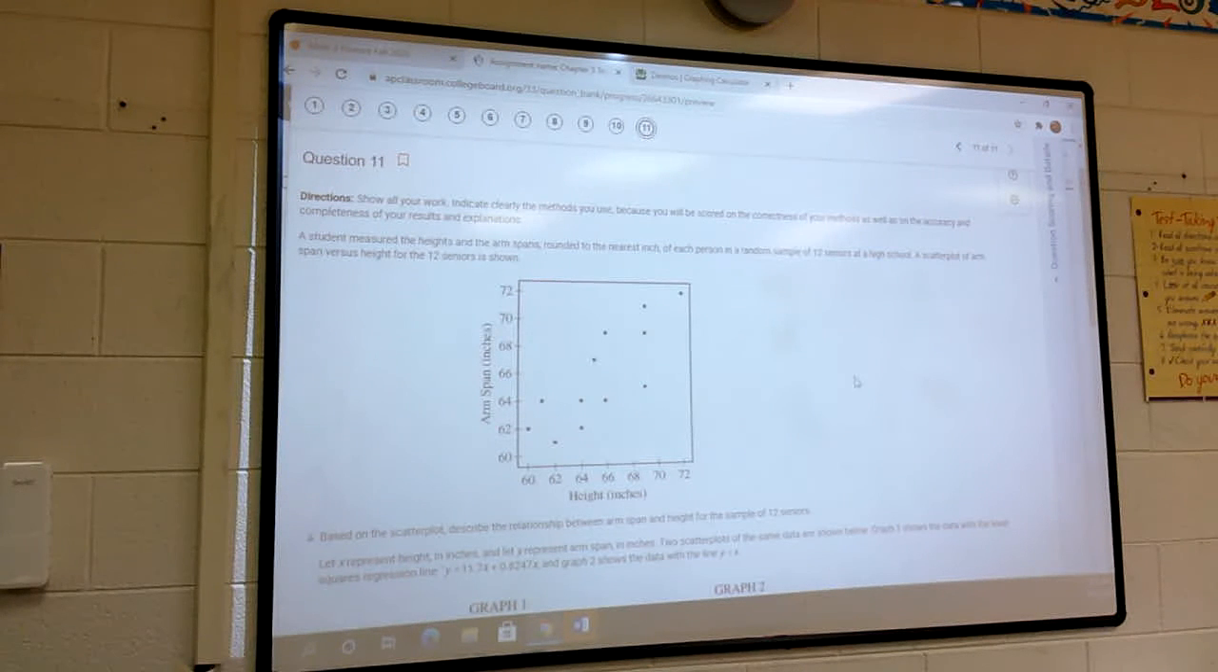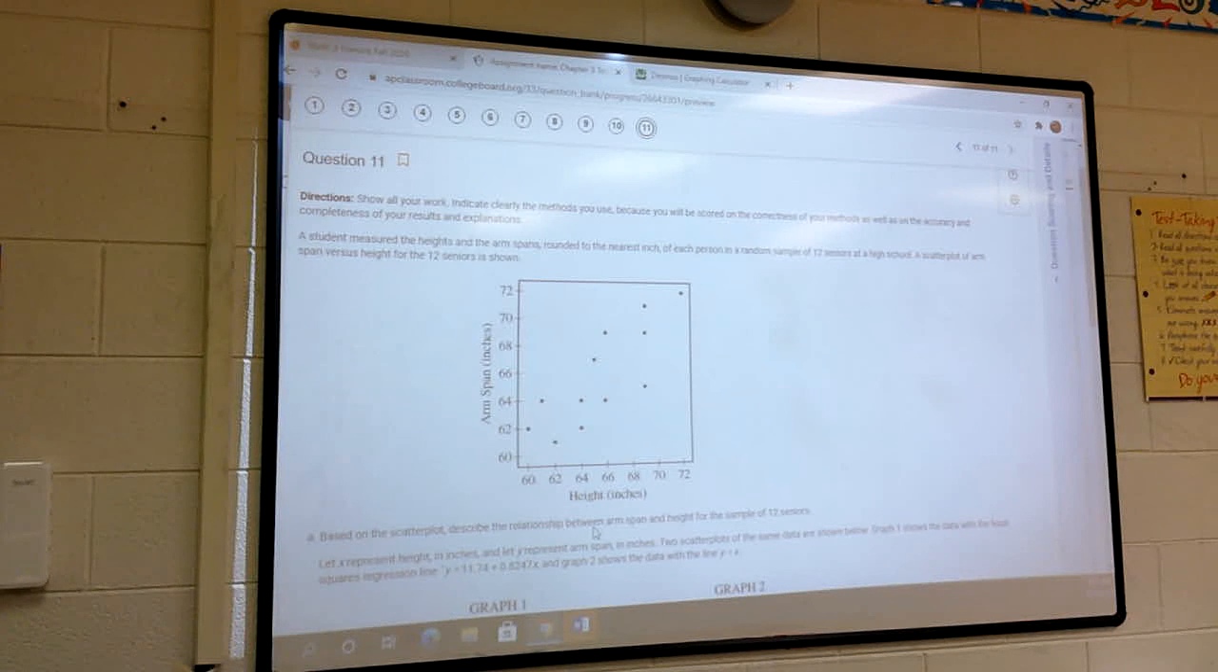And then the free response question. A student measured the heights and arm spans, rounded to the nearest inch, of each person in a random sample of 12 seniors at a high school. So there's 12 dots here. A scatter plot of arm span versus height is shown. Based on the scatter plot, describe the relationship between arm span and height for the sample of 12 seniors.